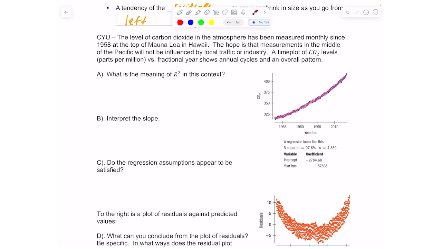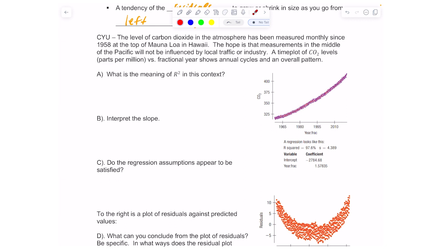The level of carbon dioxide in the atmosphere has been measured monthly since 1958 at the top of Mauna Loa in Hawaii. The hope is that measurements in the middle of the Pacific will not be influenced by local traffic or industry. A time plot of carbon dioxide levels, parts per million, versus fractional year shows annual cycles and an overall pattern.